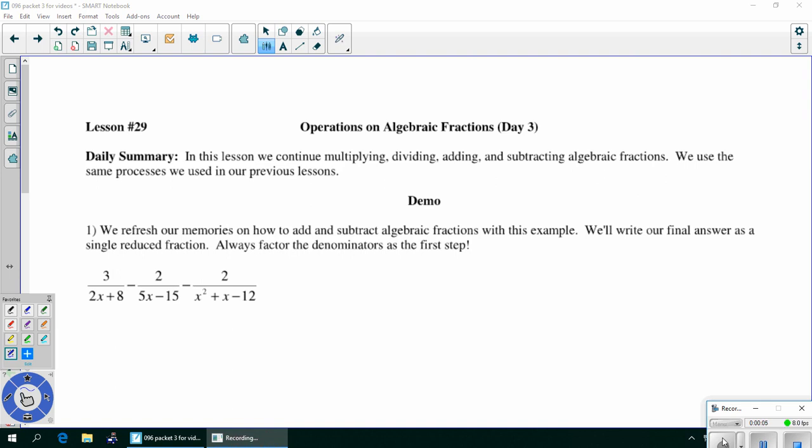Lesson number 29, daily summary. In this lesson, we continue multiplying, dividing, adding, and subtracting algebraic fractions. We use the same processes we used in our previous lessons. We refresh our memories on how to add and subtract algebraic fractions. With this example, we'll write our final answer as a single reduced fraction.